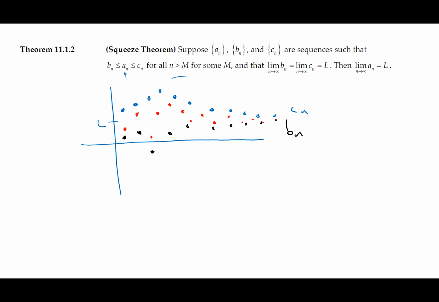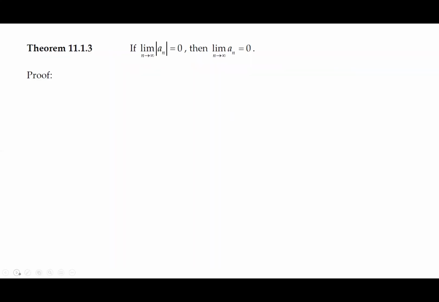Very useful theorem. Okay. We also have this important result, which actually takes advantage of the squeeze theorem. If I get a new sequence of the absolute value, and if that is equal to 0, then the sequence itself converges to 0. And so here's the proof.